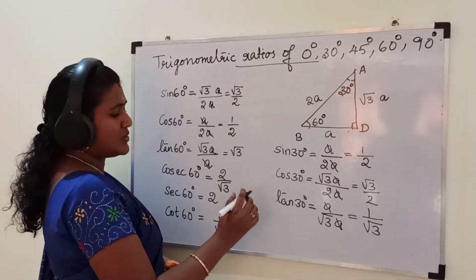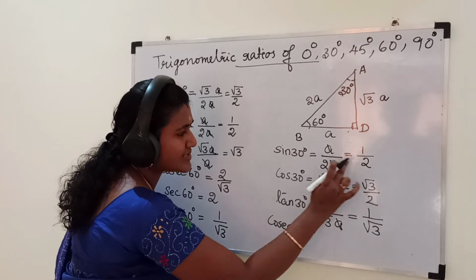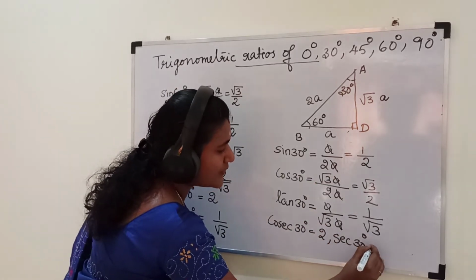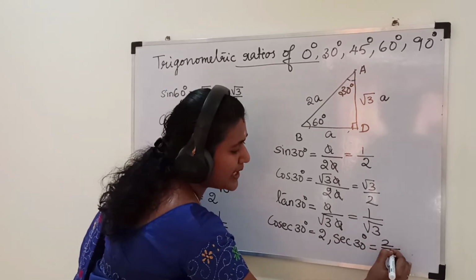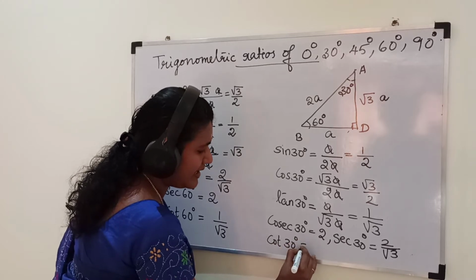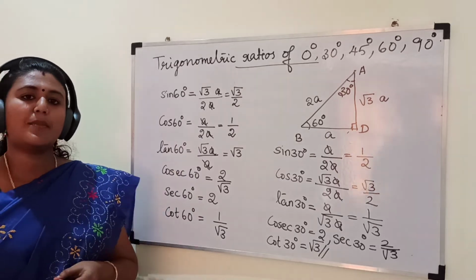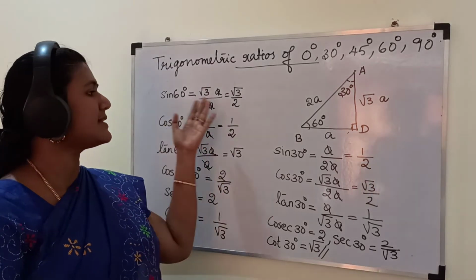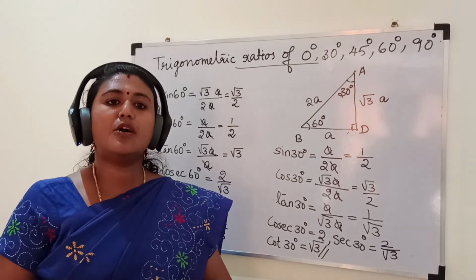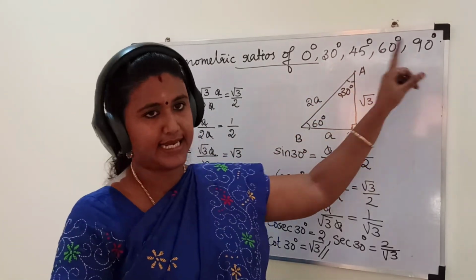Now the remaining ratios. Cosec 30 degree is the reciprocal of sine, that is 2. Sec 30 degree is the reciprocal of cos, which is equal to 2 by root 3. And cot 30 degree is the reciprocal of tan, which is equal to root 3. So we can define the trigonometric ratios of the angles 30 degree and 60 degree. Now we will see the trigonometric ratios of the angles 0 degree and 90 degree.